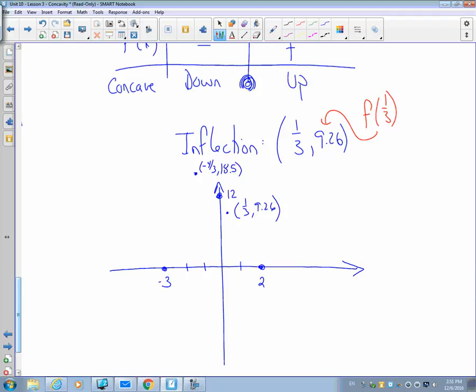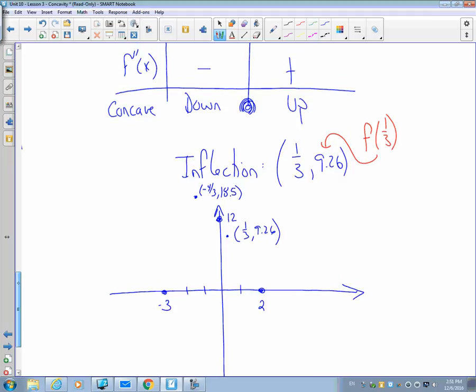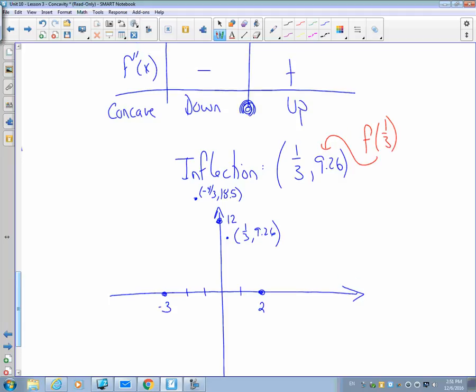So let's talk about that concave up and down stuff. It should be concave down as long as we're below 1/3. So our graph needs to go up and then down. Okay, so what's happening here?